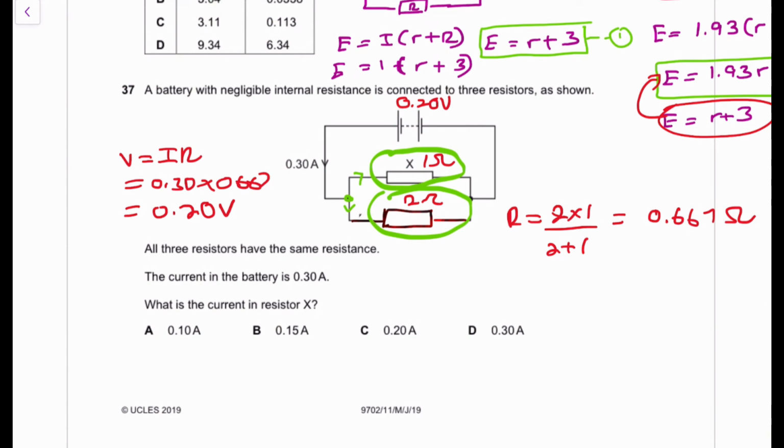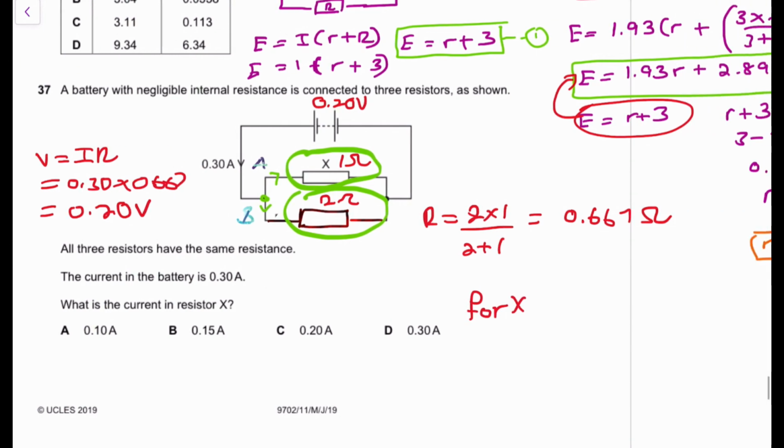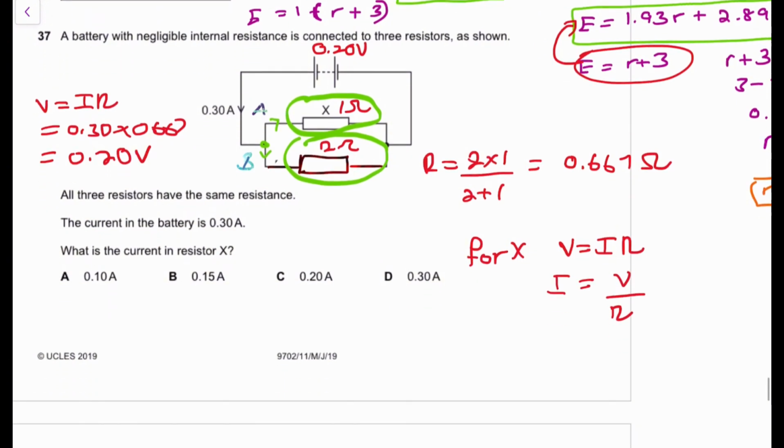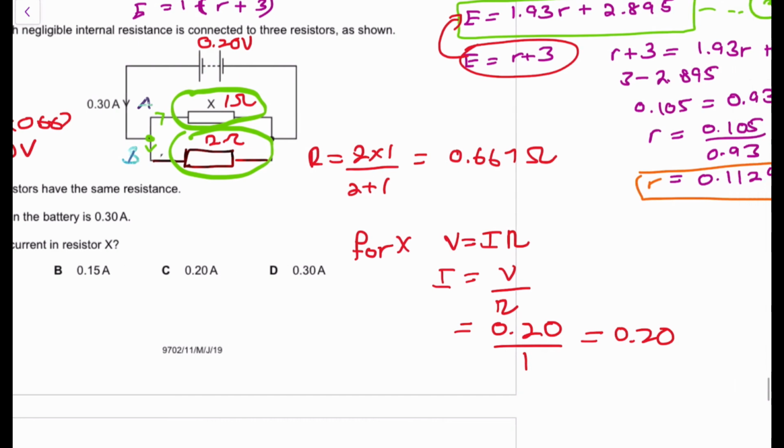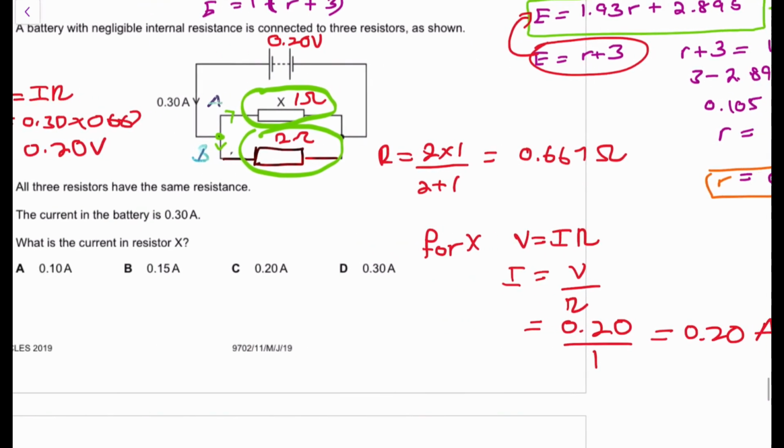They're going to reach there, they're going to divide. Others say, we want to go to point A. Others say, we want to go through to point B. They're going to divide. You go up, we go down, then we divide both to the 1 ohm resistor and that 2 ohm resistor. So it means that for X, the value of I, we know that V is equivalent to IR. The value of I is going to be equivalent to V divided by R. So it's going to be the value of V, which is 0.20, divided by 1. That's going to give you an answer of about 0.20 amps. And the answer is going to be C.